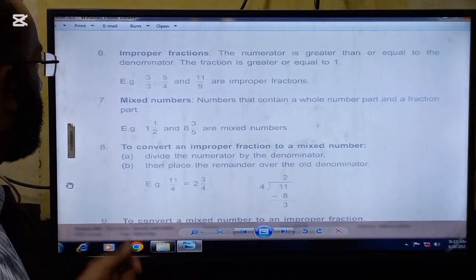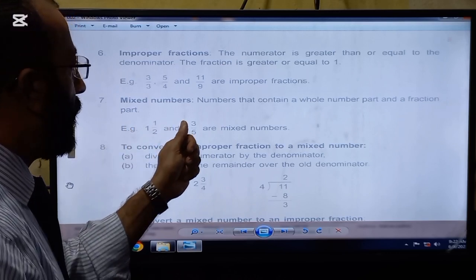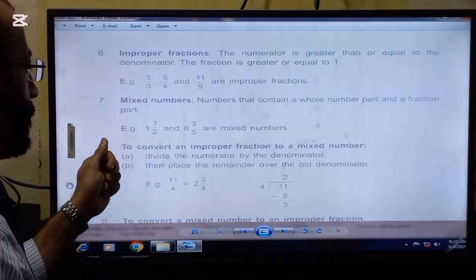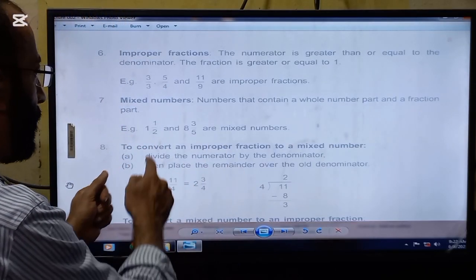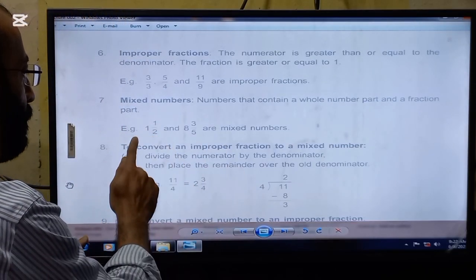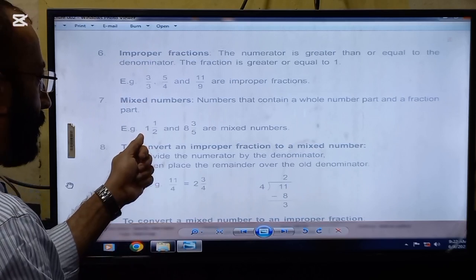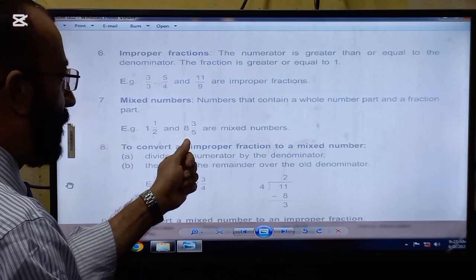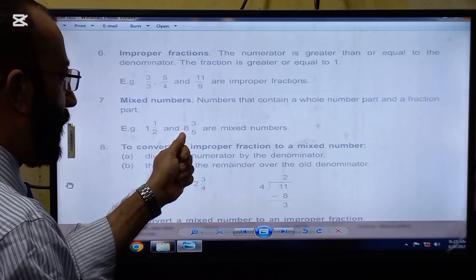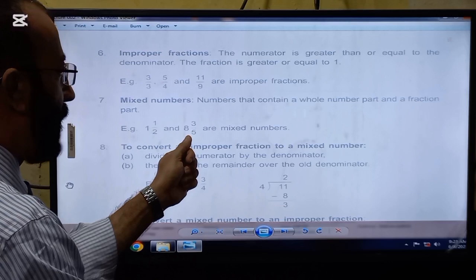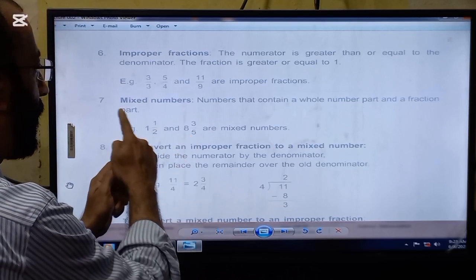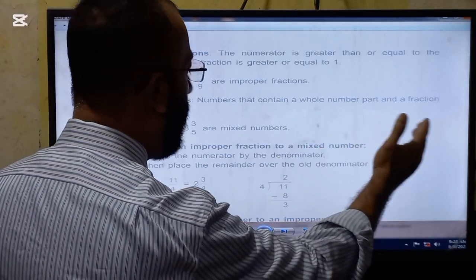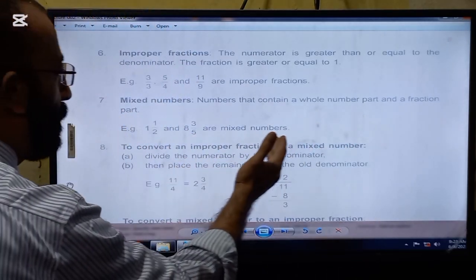The next concept is mixed numbers. Numbers that contain a whole number part and a fraction part. So look at these examples. In this mixed number, we have a whole number part, that is 1, and a fraction part, that is 1 by 2. In this number, we have a whole number part, that is 8, and a fraction part, that is 3 by 5. So these kinds of numbers are called mixed numbers. So numbers that contain a whole number part and a fraction part are mixed numbers.